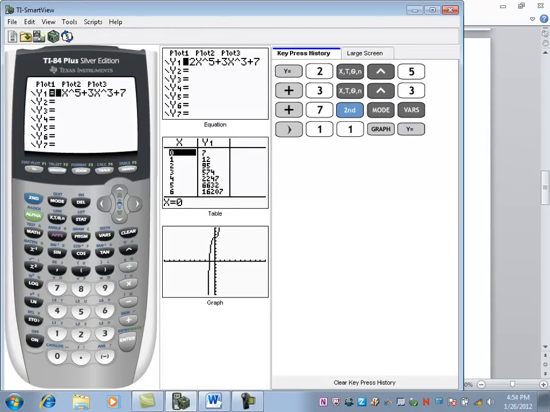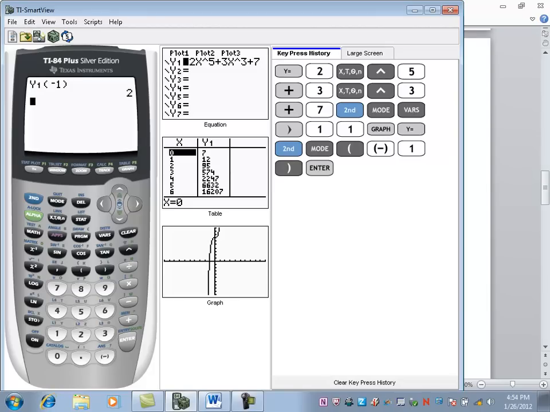I'm going to go back here to our home screen, and I'm going to evaluate y1 at -1 and see if we get 0. And we don't. Okay. When x is -1, we get 2. Notice, let's look at our window here. Alright, -10 to 10 to 1, -10 to 10 to 1. This is our standard viewing window. But this is growing very, very quickly right here.